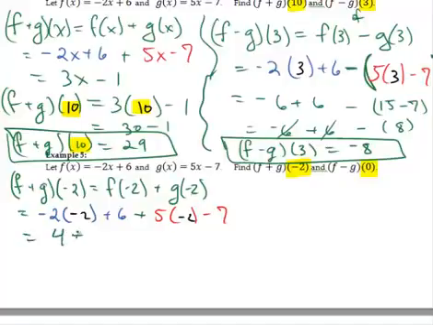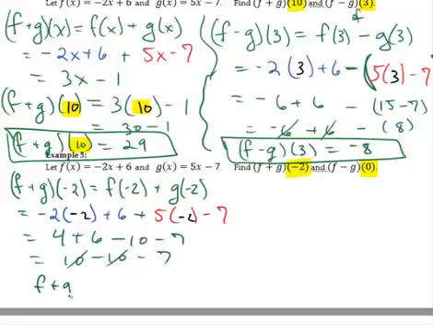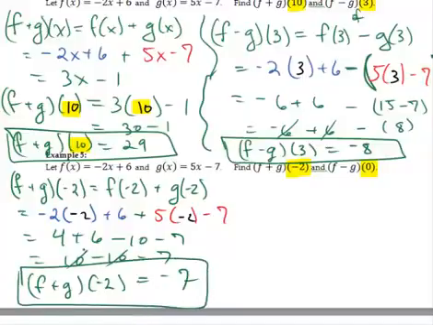Simplify, so positive 4 plus 6, -10 minus 7. So we get 10 minus 10 minus 7, cancel, cancel. F plus g of -2 is equal to -7. Remember, this is your input right here, and this is your output.